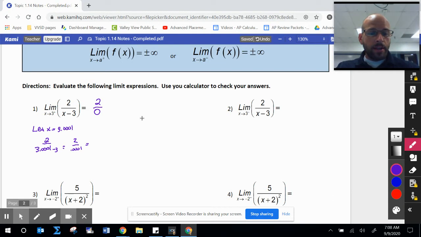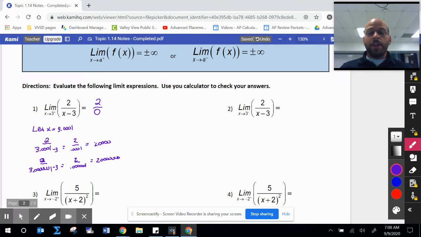So it's going to be what? 10th, 100th, 1000th. It's going to be something like 20,000, okay? Now, if I were to pick a number even closer to 3 on the right, 2 over 3.000001, right? Infinitely close to 3. I'm just going to get a smaller decimal in the denominator, which is going to end up giving me a larger value, okay, and so on. So the closer that I get to 3 from the right, the larger the output of this limit will be.